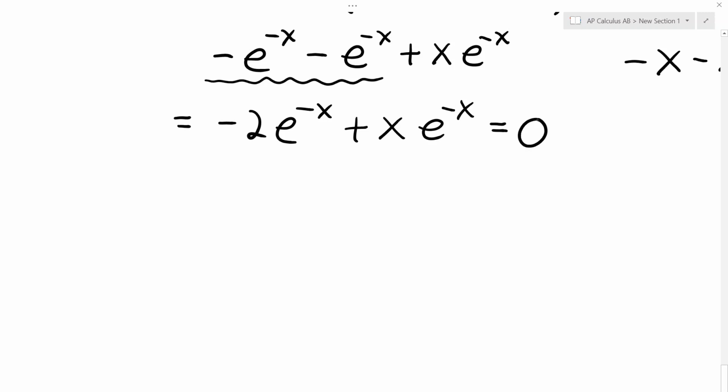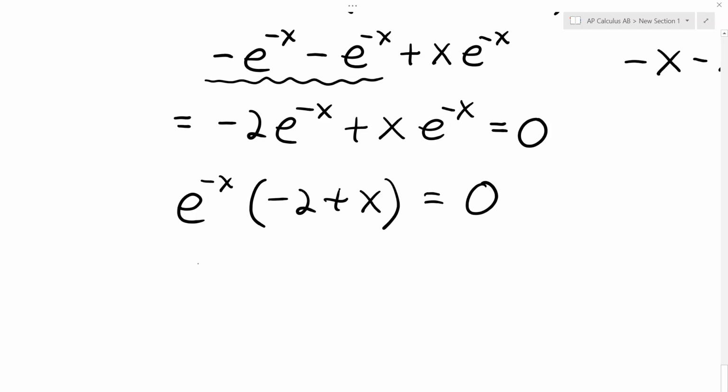And the whole way we're going to find out where something's 0 is we're going to factor it. We can take out e to the negative x. And if you do that, you get negative 2 plus x in here. And really, a better way to write that, how you're used to seeing it, is x minus 2. They're the same thing.